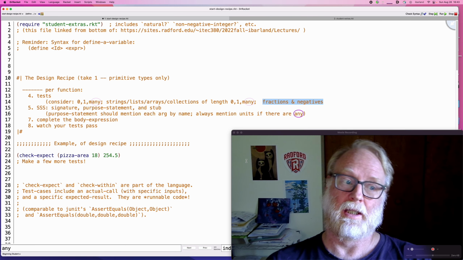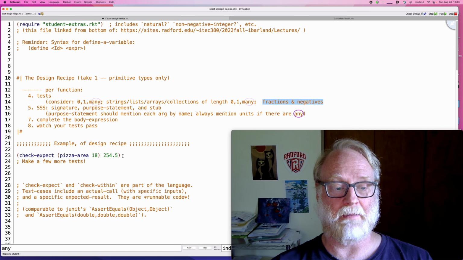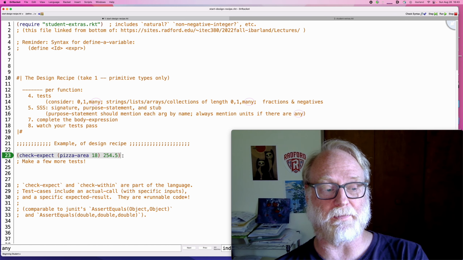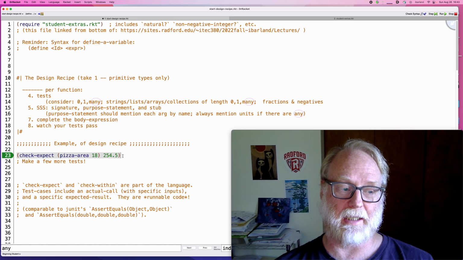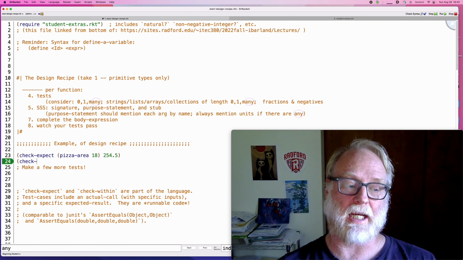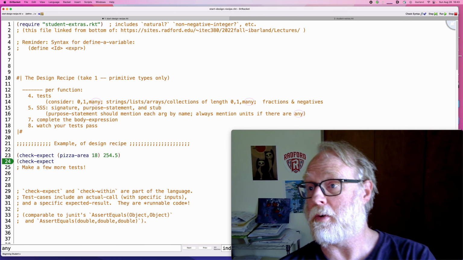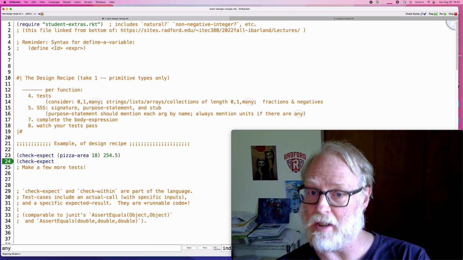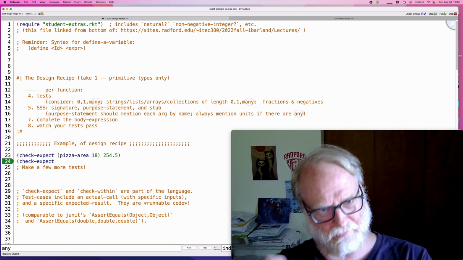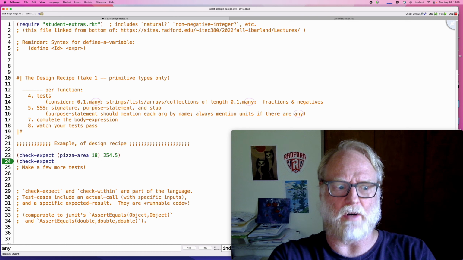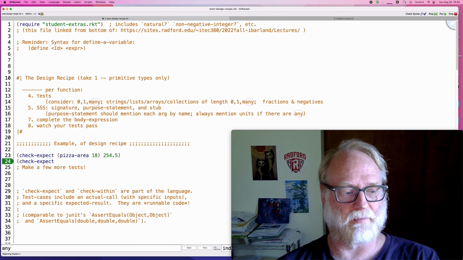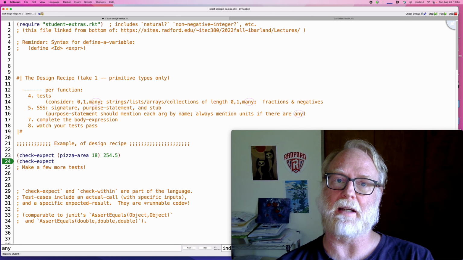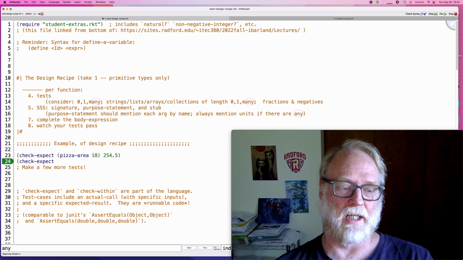So, let's go back and say, I have one example for pizza area here. Let's make some more. Check-expect. This is something built into the Racket language. In Java, you have to import JUnit to get assertEquals, so you have to put it inside a class and do some extra overhead. Check-expect is built into Racket, very nice in the student languages.